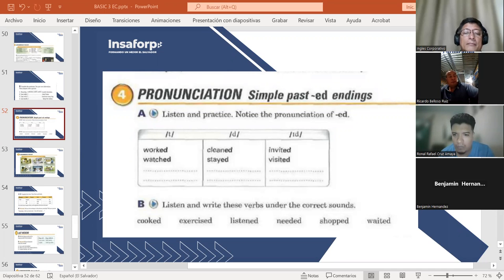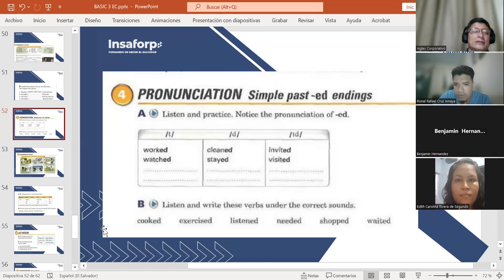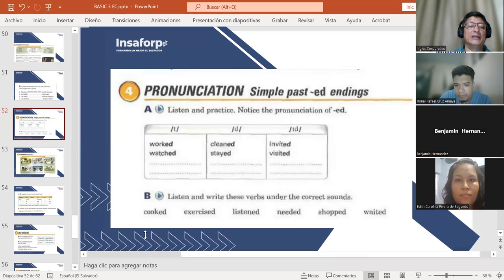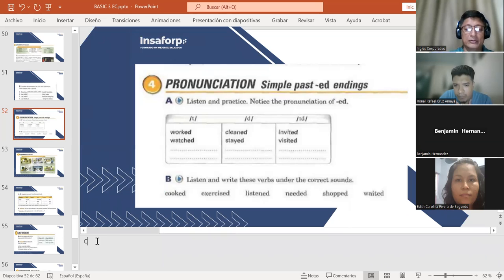Okay. Classify them. Sounds like a T. Cook. Ahora sí puede decirme. Cooked. The first one, T, sounds like a T, correcto. Cooked. T sound. Cooked.